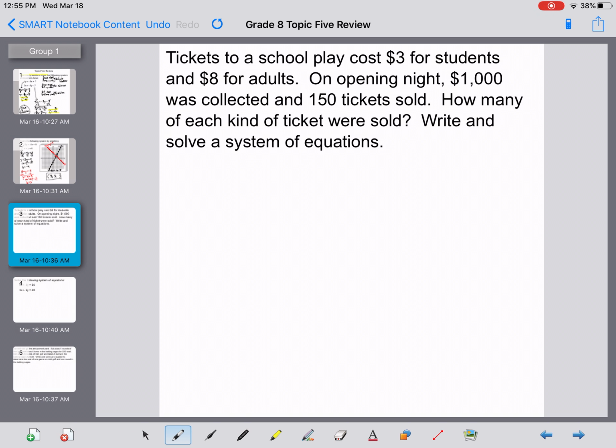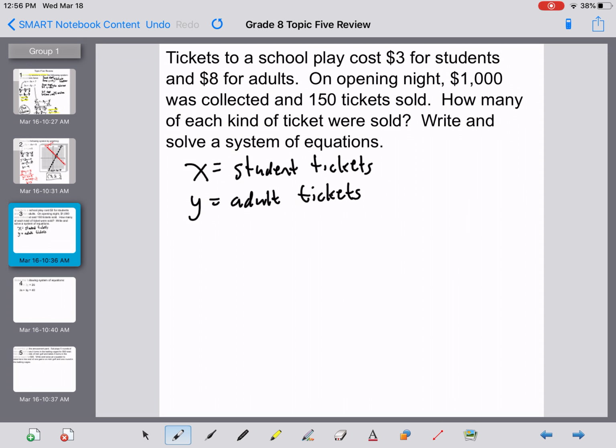First, I'm going to identify my variables. I'm going to use X to represent the student tickets, and Y will represent the adult tickets. Now I'm going to use the information in my problem. The big thing to remember is that anything that has to do with money needs to stay together in the same equation.